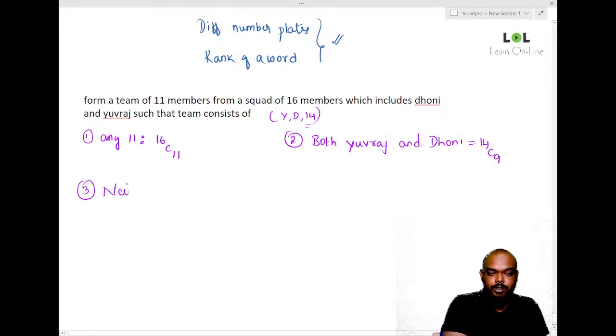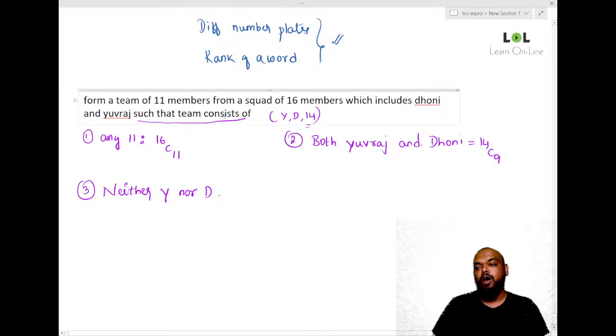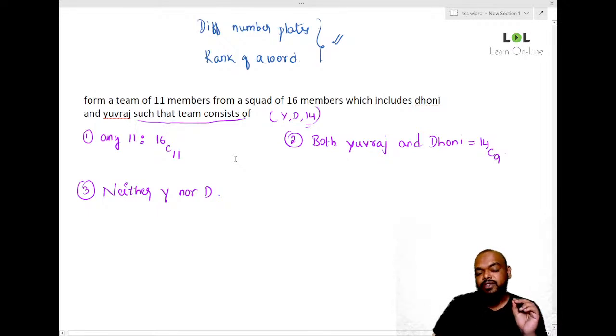Yes. Suppose the condition is this, such that the team consists of neither Dhoni nor Yuvraj, meaning neither of them must be there in the team. So is anybody selected so far? No, none are selected. We need all the 11 people. But where do we select them from? From 14 people, because you cannot select Yuvraj and Dhoni this time. So from 14, you need to select all the 11. So my answer is 14C11. This is also pretty direct, no doubt.